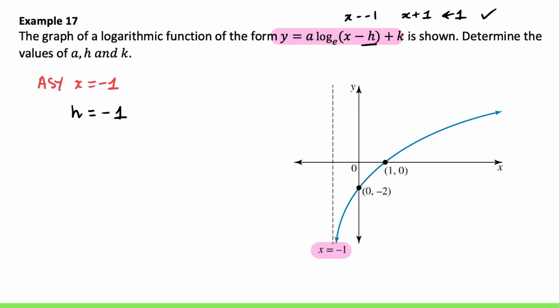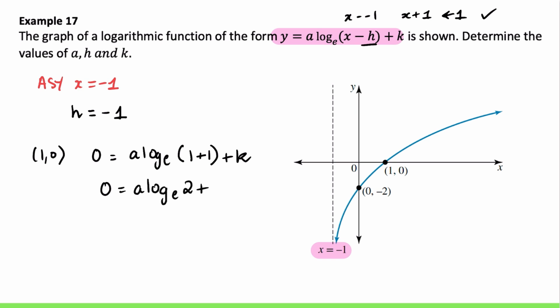Now for our other two, we're going to have to solve this simultaneously. So I'm going to go ahead and just substitute both in. So 0 is equal to a log e, x is 1. And then we have minus minus 1, so that'll be plus 1, plus k. We'll see if we can simplify that any further. There's not much we can do, it just becomes a log e 2 plus k. And then we'll have our second point, which is 0 and negative 2. x is 0, and again, because h is negative 1, plus k.